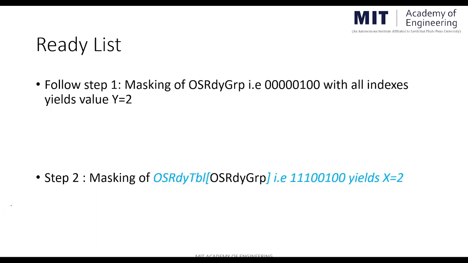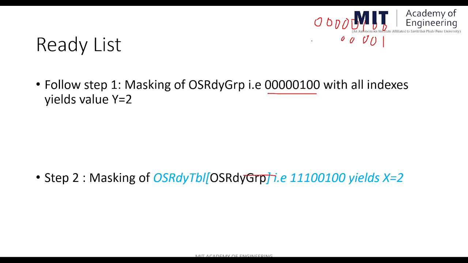First we follow the first step. What is the first step? We have to do the masking of the OSRdyGrp value with all indexes. So what will the first masking be? First we have to mask this value 00000100 with index 0. Index 0 means the value in which the 0th bit is a 1 and the other bits are 0.